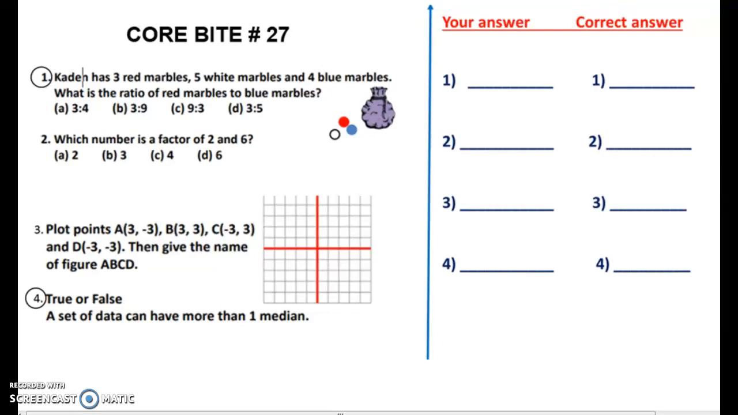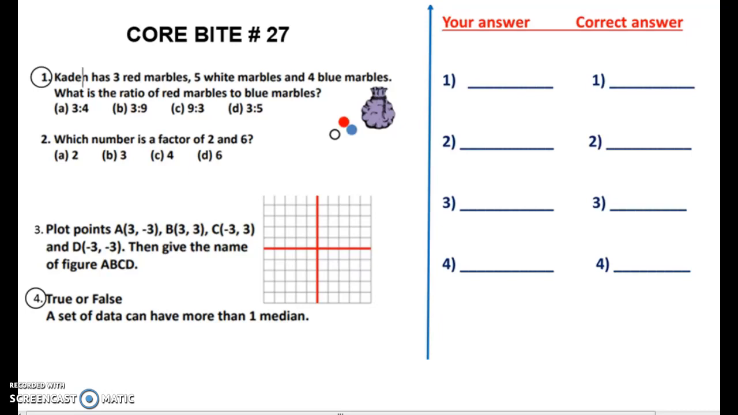Make sure that you are looking at core byte number 27. That is the number that we will be doing today. Number 1 is circled. You should know what that means. That will be on your next core byte quiz. I am not going to give you a hint for number 1 because we have done so many of these problems. So I want you to pause your video and write your answer to number 1 in the blank.